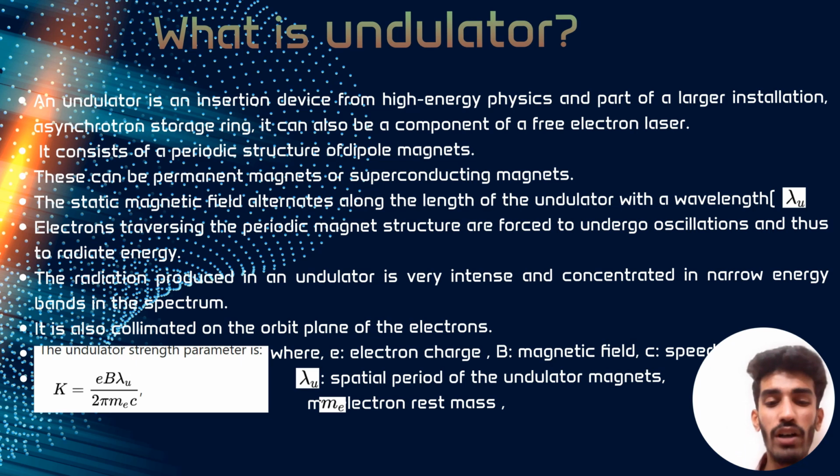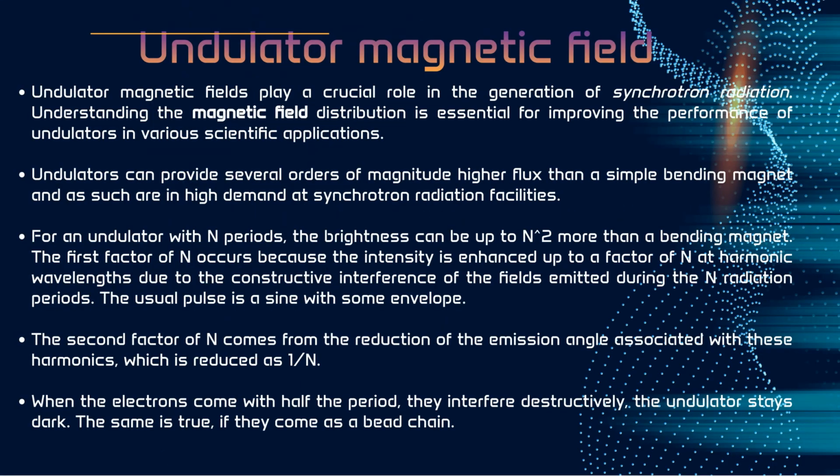We define a term called the undulator strength parameter, that is K equals eB lambda by 2 pi mc, where lambda is the spatial period of the undulator magnets, m is the electron rest mass, B is the magnetic field, and c is the speed of light. Speaking about the magnetic field of the undulator, it plays a very crucial role in generation of synchrotron radiation. Understanding the magnetic field distribution is essential for improving the performance of undulators in various scientific applications.